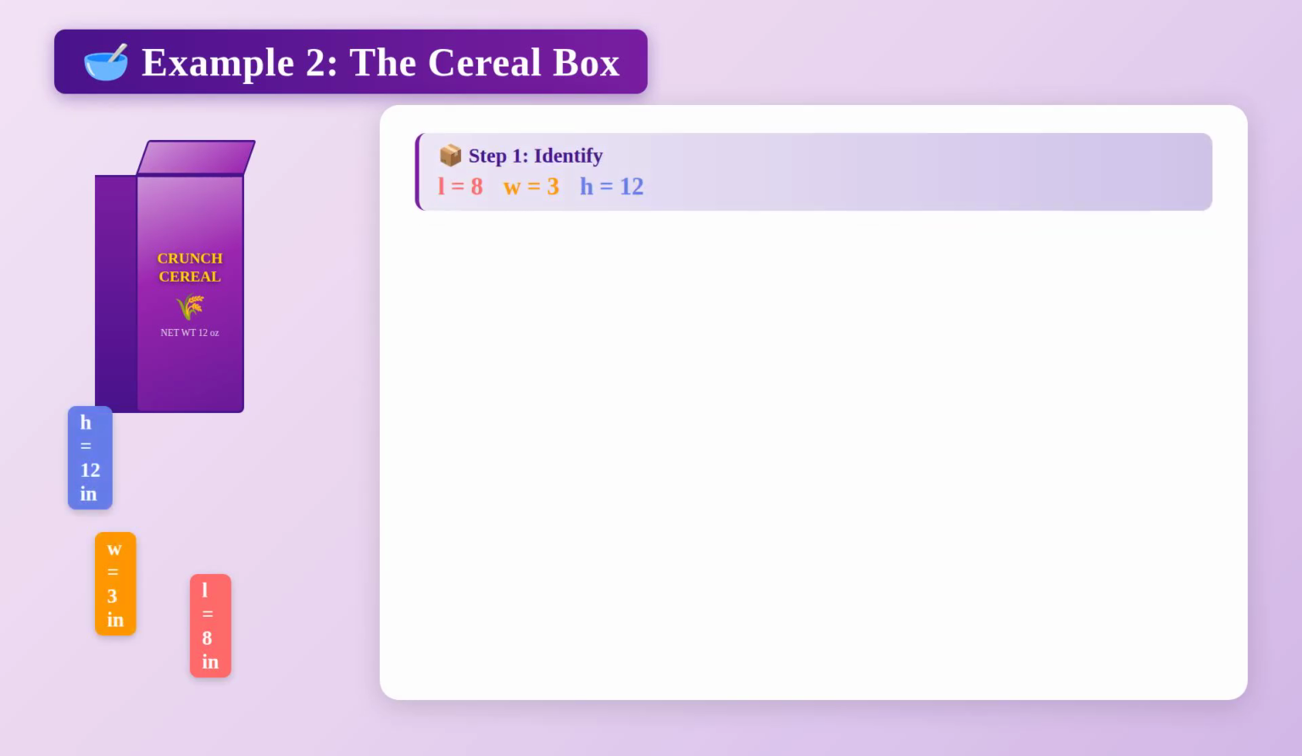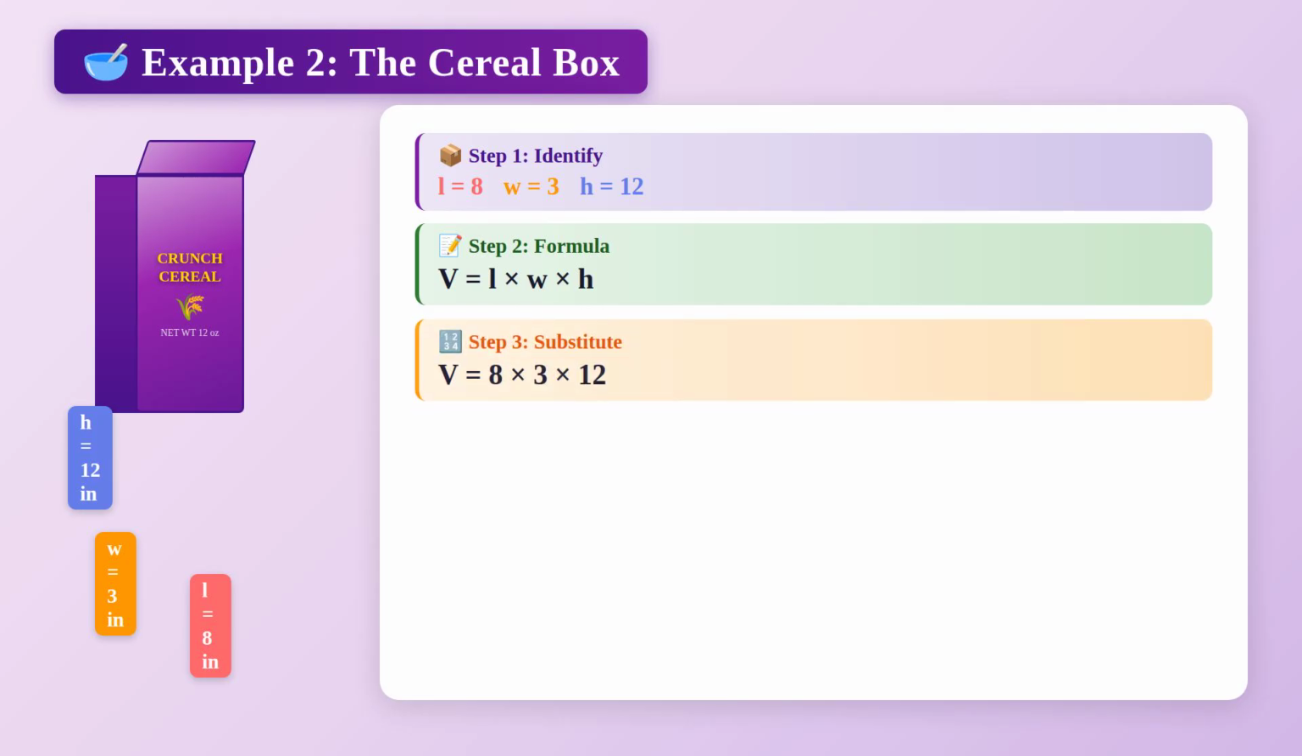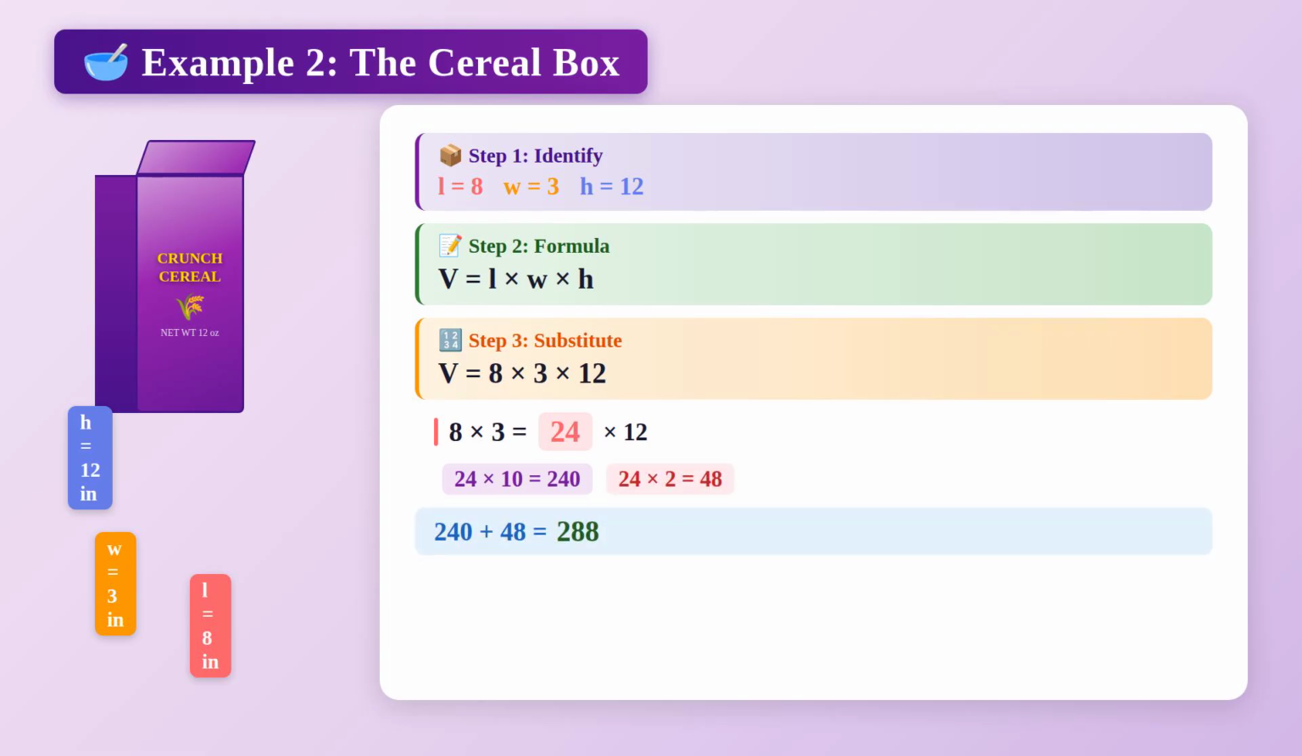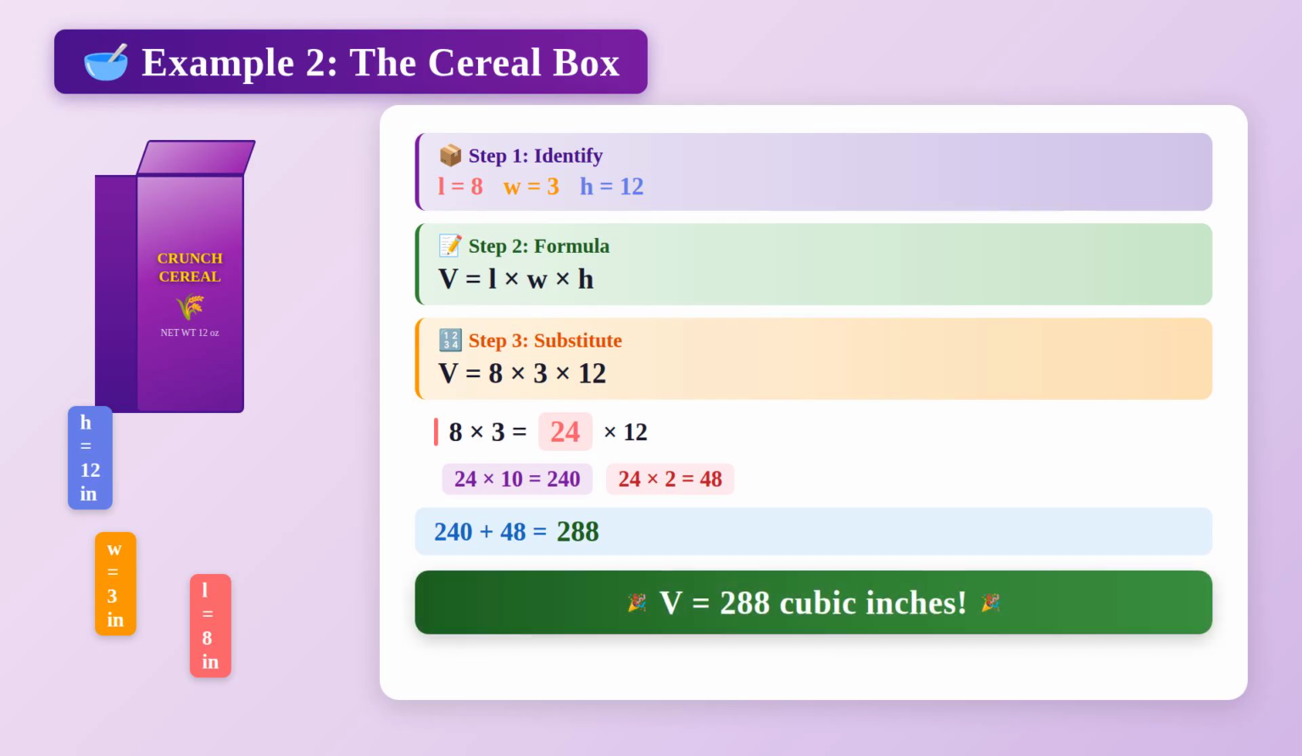It's 8 inches long, 3 inches wide, and 12 inches tall. Step 1, L equals 8, W equals 3, H equals 12. Step 2, write the formula. V equals L times W times H. Step 3, substitute. V equals 8 times 3 times 12. Multiply left to right. 8 times 3 is 24. Then 24 times 12. Let's break that down. 24 times 10 is 240.